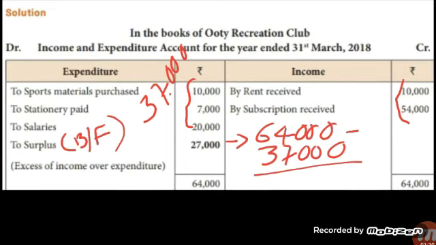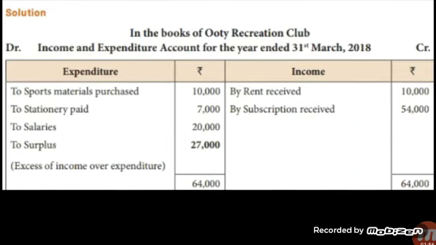Write 27,000, the balance, just above the grand total, and write surplus. What is surplus, children? Excess of income over expenditure is surplus. Okay. Write in bracket: balancing figure transferred to capital fund. Again, the balancing figure is the excess of income over expenditure. Okay children. Next question.